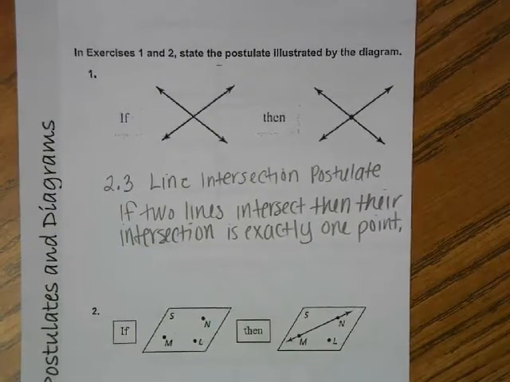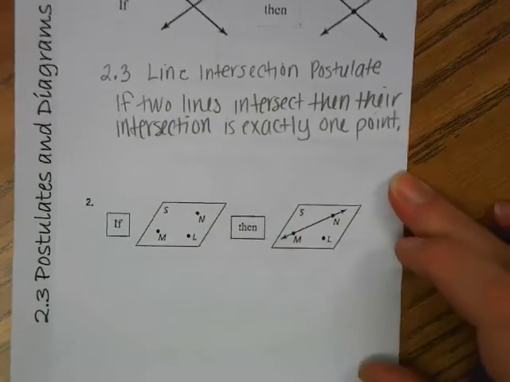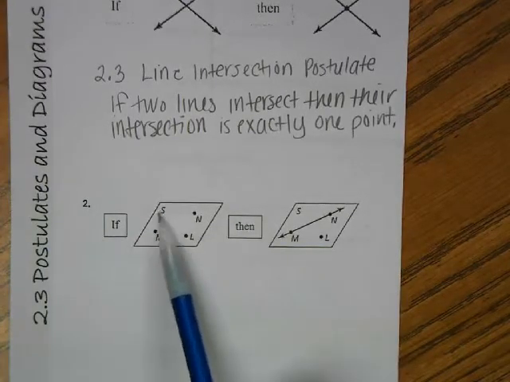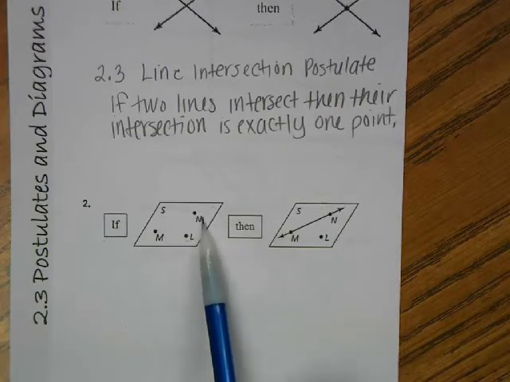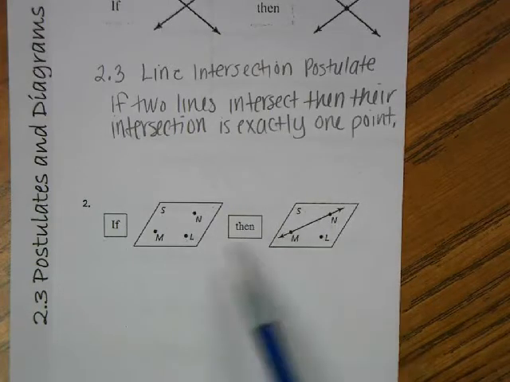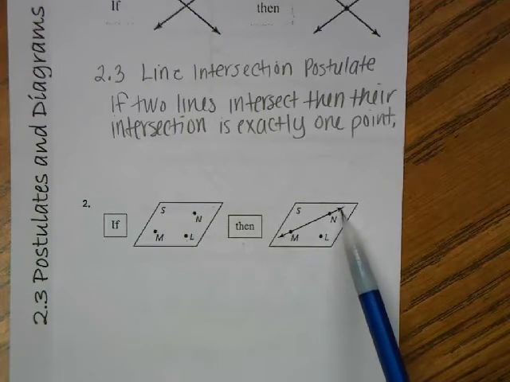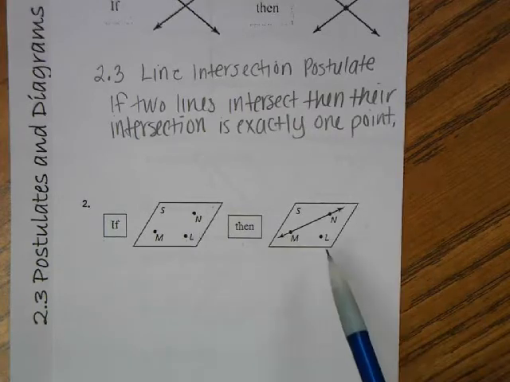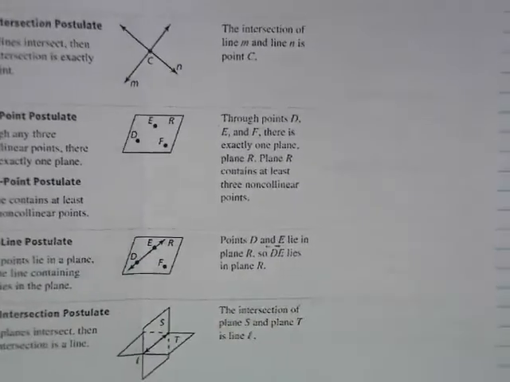So that's how you would do these types of problems, just reading a diagram and being able to match it up with a postulate. Okay, example 2. We have a picture of a plane. It looks like plane S, and it has points M, L, and N inside plane S. Then we have the same picture, but this time there's a line drawn to connect points M and N. So again, you're just trying to match that up with a postulate on page 16 in your notes.